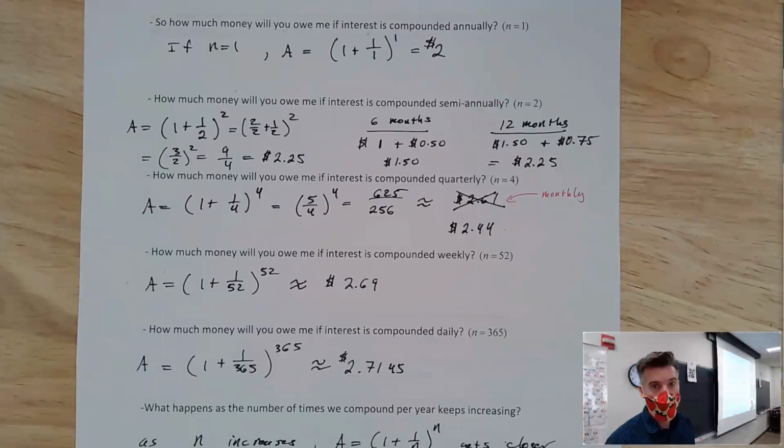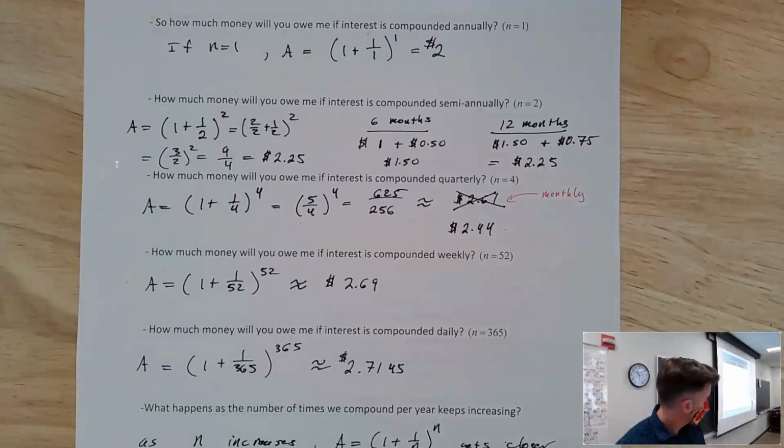Here's what the graph of 1 plus 1 over n to the n looks like. And you can see, there's n equals 1, and you get $2 back. There's n equals 2, you get $2.25. And you can keep filling in values here if you really wanted to. We can go big. But look at those values. They're just getting closer and closer to e.